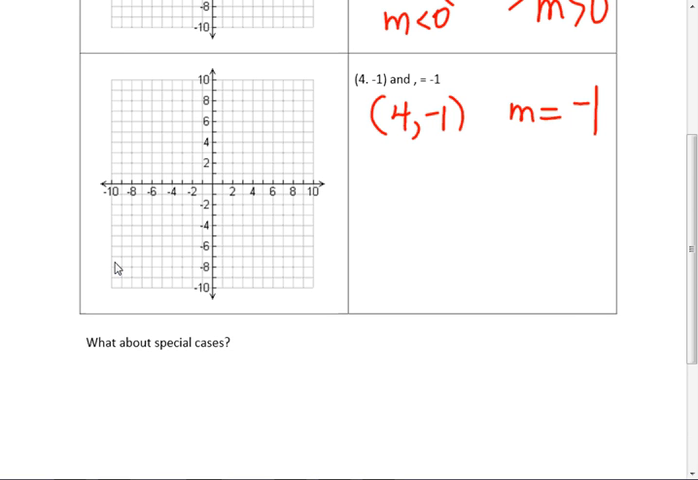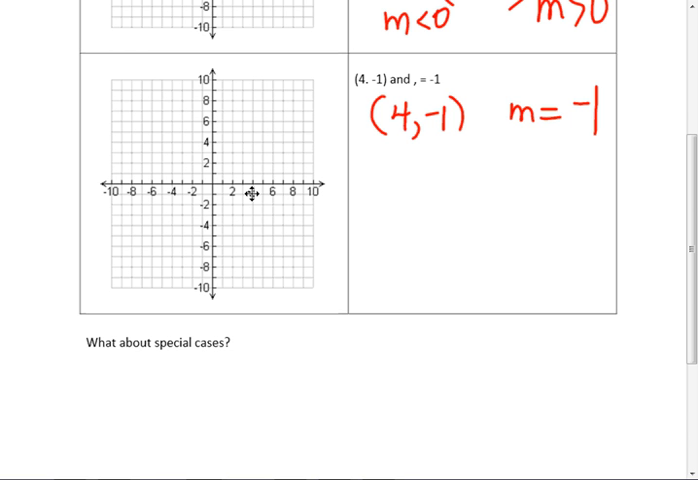Nick, come on up here and graph 4, negative 1 for me. Cole, why have you not graphed this? Right, graph that point. Where is it? 4, negative 1. This is just a point in the plane. So you count over 4. Always start at the origin and go down 1. Put a point there. There you go.